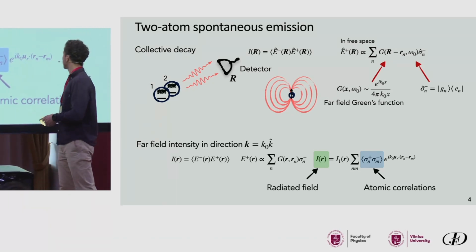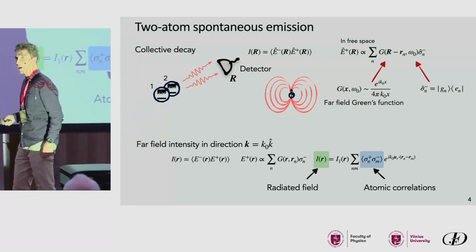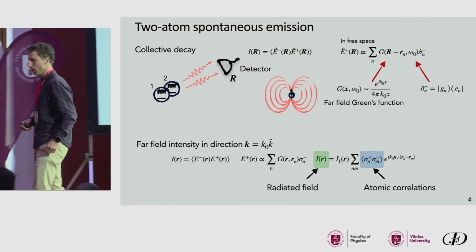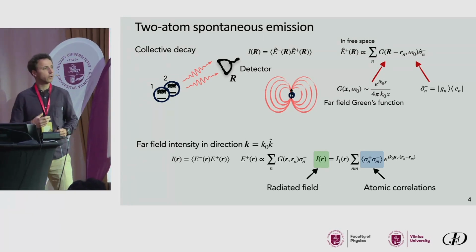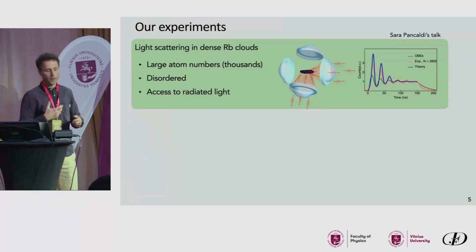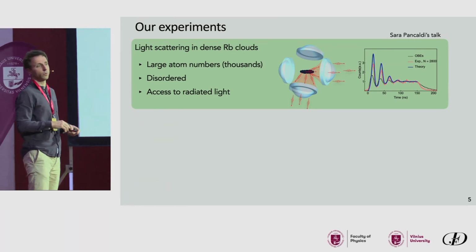Or another way is to look at the internal degrees of freedom of the atoms, and that's something we know how to do now, thanks to recent developments in atomic physics. We're able to measure the state of single atoms. Okay, and actually in our group we have two experiments where we can probe these two aspects. We have a first experiment.